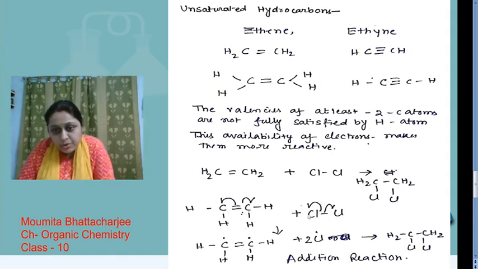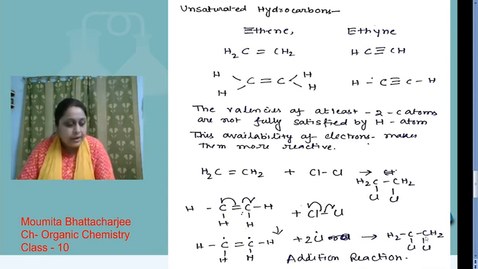Now, chlorine dot means one electron. Here carbon dot, here carbon dot. So this carbon dot will combine with one chlorine dot and this carbon dot will combine with another chlorine dot, and they will form CH2Cl-CH2Cl. The name will be 1,2-dichloroethane. This is an addition reaction. You can see nothing is replaced. Only due to the breaking of this bond, two more chlorine atoms are coming to the carbon atoms.